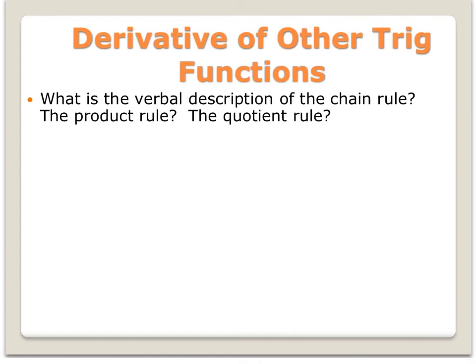So the product rule would be: derive the first one, leave the second one alone, plus you leave the first one alone, times the derivative of the second, otherwise known as u prime v plus uv prime. The quotient rule is for derivatives of basically fractions.